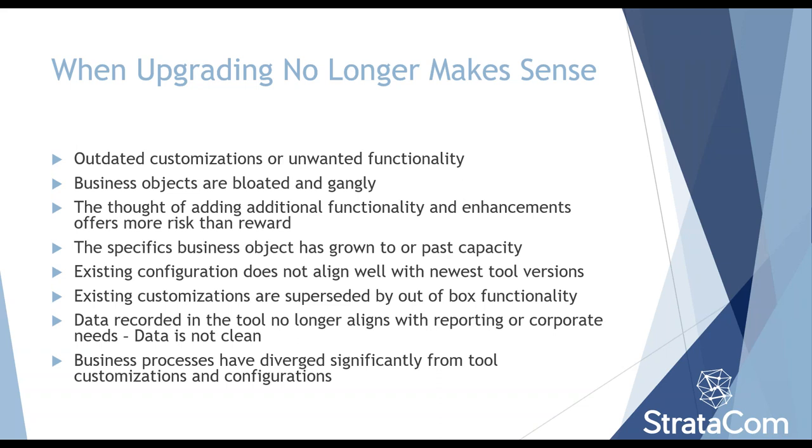So you've got a heavily customized system. Maybe it's really old. Maybe you started on version 3 or 4 and you want to add some of this, say the new form layout, but because you've got so many other things in there that are different, there's just a lot of risk and things to go wrong. The business object has grown to or past capacity. Configuration does not align well with the newest tool versions. Customizations are superseded by out-of-box functionality.